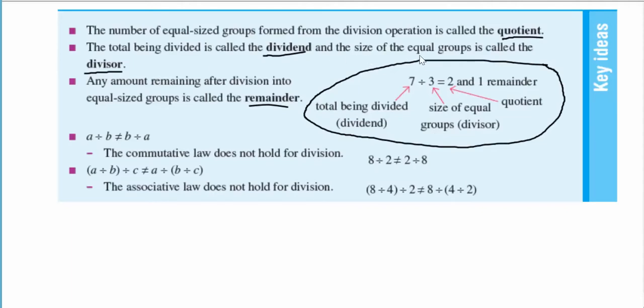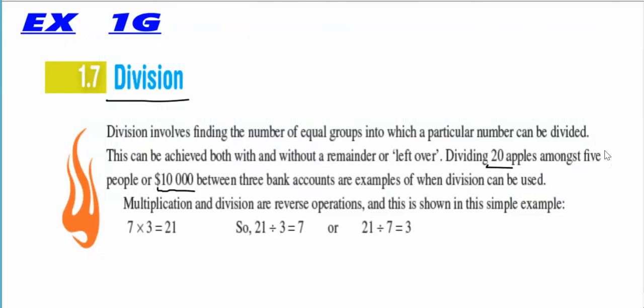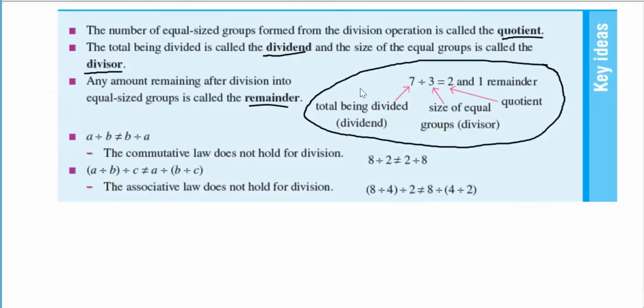And the size of the equal groups is called the divisor. Alright, so 7 divided by 3, that's the size of the equal groups, that's your divisor. Okay, same here, 20 apples amongst 5 people, that's your divisor. 3 bank accounts, that's your divisor. Alright, so hopefully that makes sense to you. Any amount remaining after division is called the remainder. Alright, that's obviously the remainder here, in this particular problem. So 7 divided by 3 gives you 2, and then there's 1 remainder.